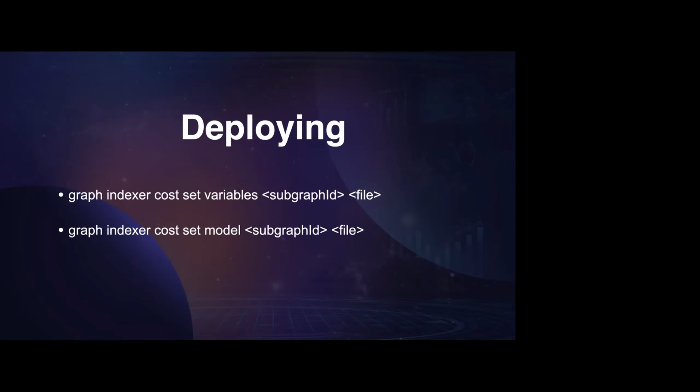So the set variables is going to be a JSON file, which contains all of the global variables that you want to use in your cost model. And then the set cost model is going to be an Agora file, which contains all of the list of statements that I showed examples to you of earlier.